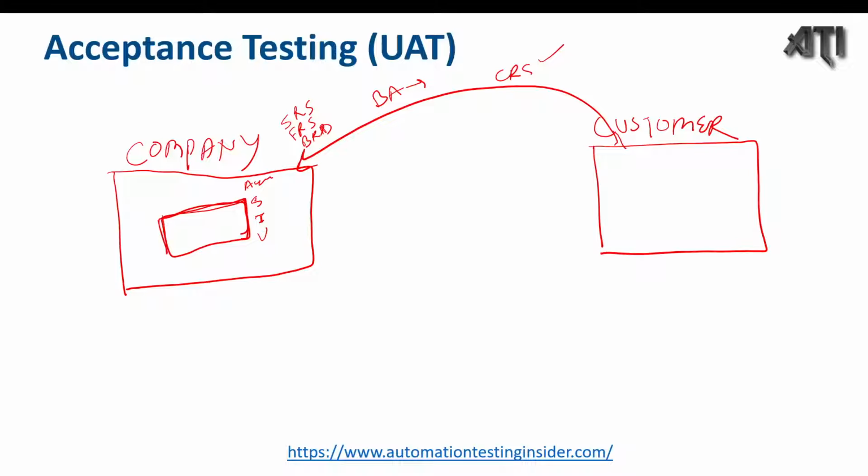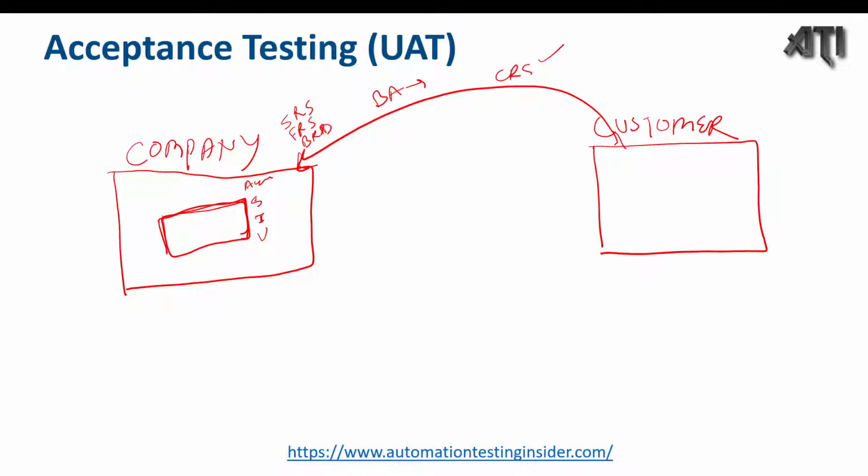This is one of the reasons because they are paying for this software, right? They are paying our company to get the software. So they want to have a final look at the software, they want to review it. That is the reason they want to do the UAT testing, that is user acceptance. Based on that, they will accept the software, they will accept the application.